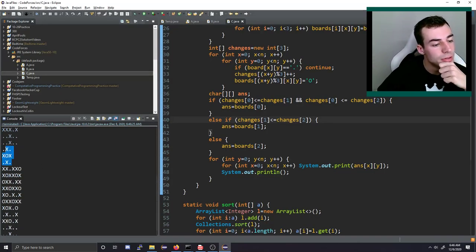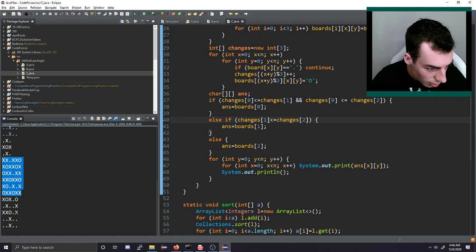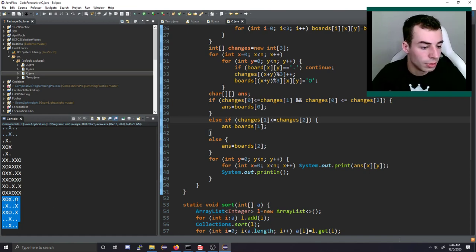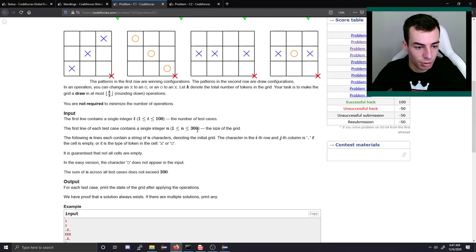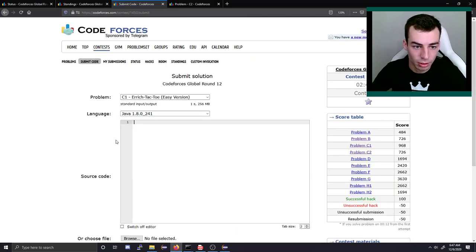So we do this, then we do along these diagonals. 1, 2, 3, 4, 5, 6, 7, 8, 9. Yeah, okay. 5 by 5, 1, 2, 3. No 3 in a row. Okay, I think that should be fine. How big can these be? 300 by 300. Okay. So I think we can submit this. C1.